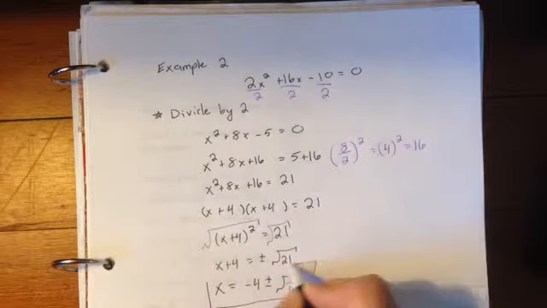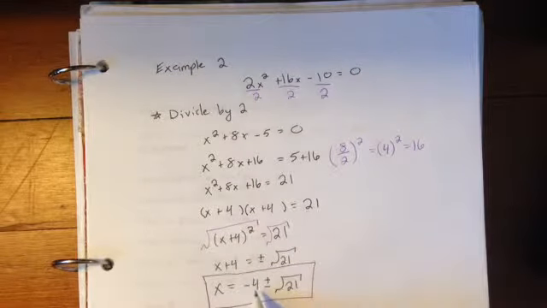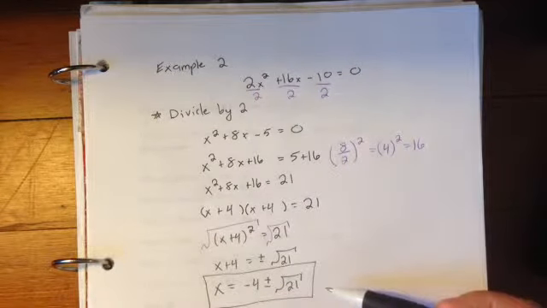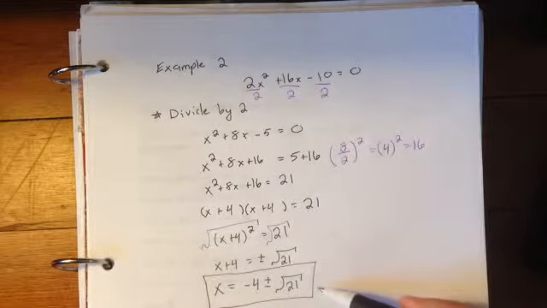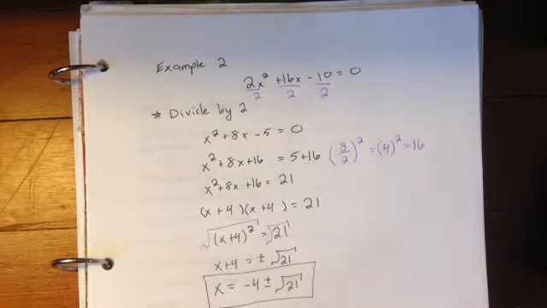And it's perfectly fine to leave your answers like that. Notice though that this is two different answers. This is negative 4 plus the square root of 21 and negative 4 minus the square root of 21. If you're working your homework with an online program like WebAssign, you'll probably have to enter those as two separate answers for the program to recognize it.